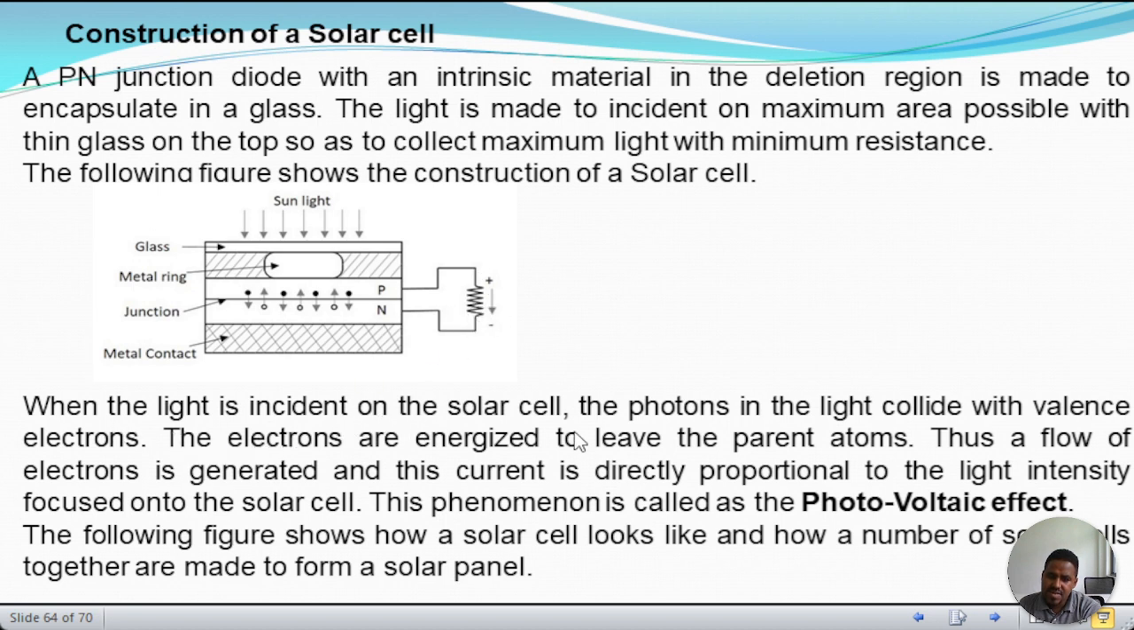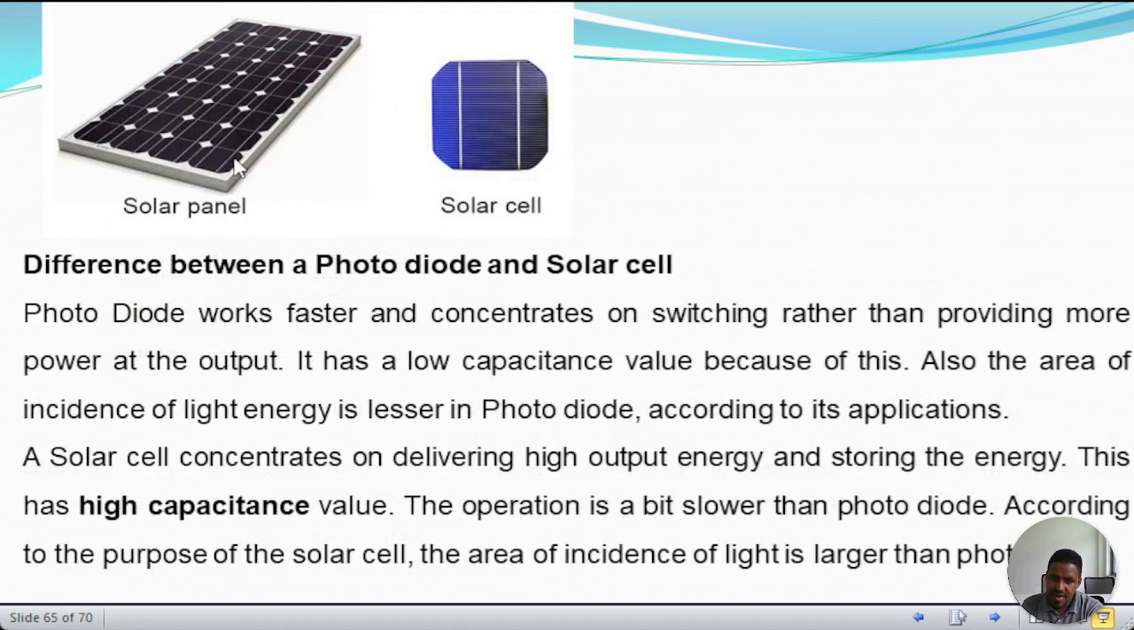When the light is incident on the solar cell, the photons in the light collide with valence electrons. The electrons are energized to leave the parent atom. Thus, a flow of electrons is generated, and this current is directly proportional to the light intensity focused onto the solar cell. This phenomenon is called the photovoltaic effect. The following figure shows how a solar cell looks and how a number of solar cells together are made into a solar cell panel.